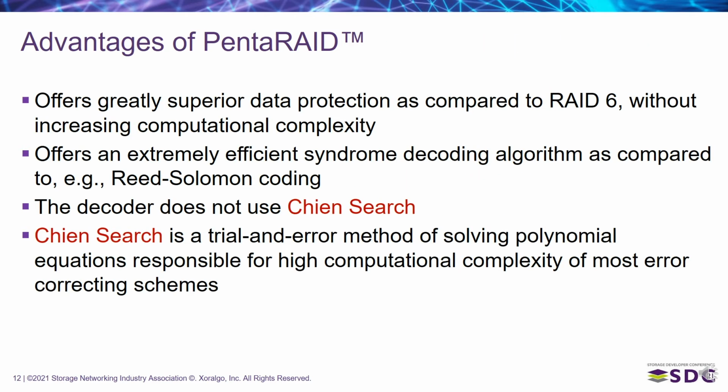What are the advantages of PentaRAID? PentaRAID offers greatly superior data protection as compared to RAID 6 without increasing computational complexity. PentaRAID offers an extremely efficient syndrome decoding algorithm as compared to, for example, Reed-Solomon coding. For the curious, the decoder does not use Chien search. Chien search is a trial and error method of solving polynomial equations and is responsible for high computational complexity of most error-correcting schemes.